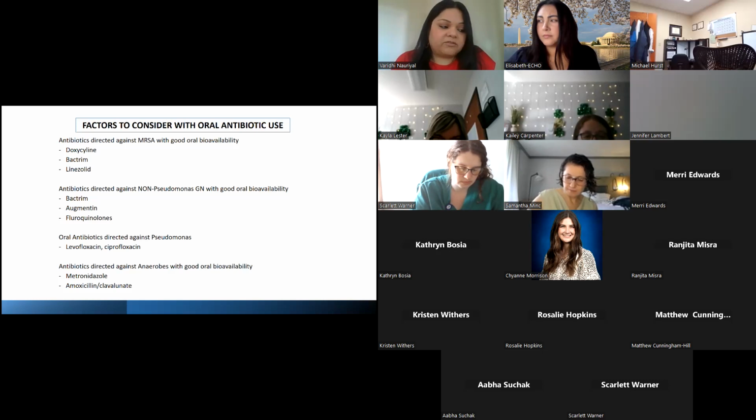And we try to save fluoroquinolones as much as possible because these are our only agents that are available orally against Pseudomonas. There's no other oral agent against Pseudomonas, and that's why if there's a gram-negative for which I can use Bactrim or Augmentin, I would rather do that than use my fluoroquinolones and generate resistance against fluoroquinolones.